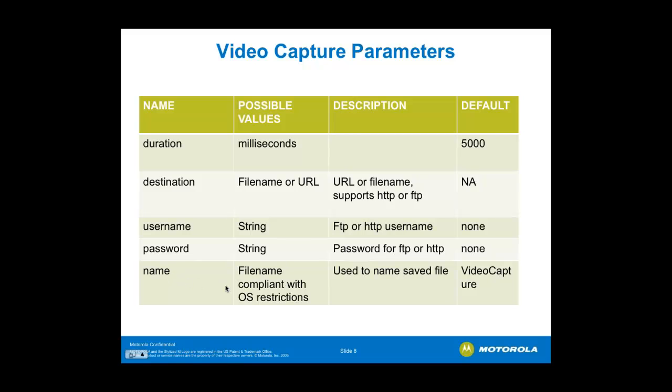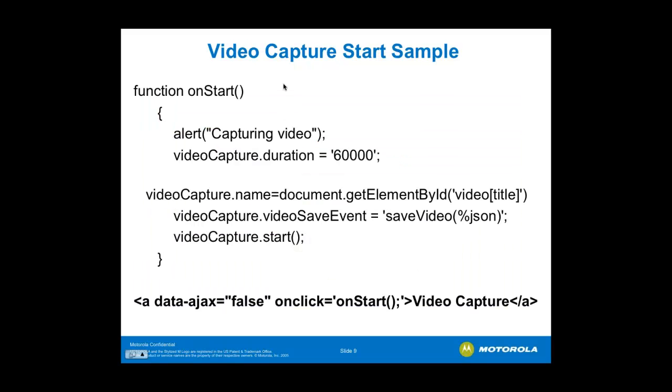And then you have a name which must be a file name compliant with the OS restrictions, which of course are just Windows Mobile and Android. I would recommend, we want to do write once, run everywhere, so do give it something that complies with the Windows Mobile restrictions on file names, which is more restrictive than Android. So here's an example of how you would do this.